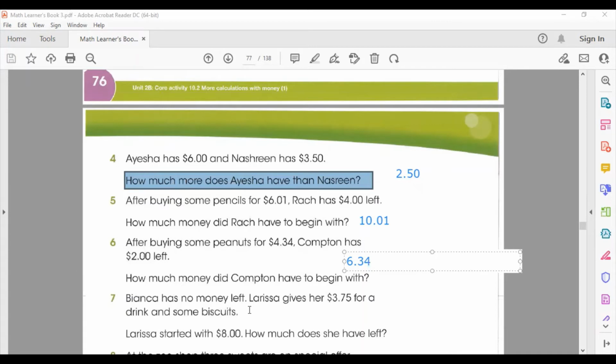Manka has no money left. Larissa gives her $3.75 for a drink and some biscuits. Larissa started with $8. How much does she have left? We need to minus. So let us do minus from $8. $8 minus $3.75. So let us do minus.